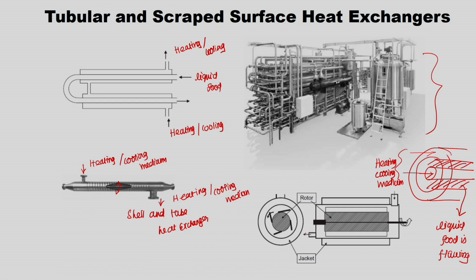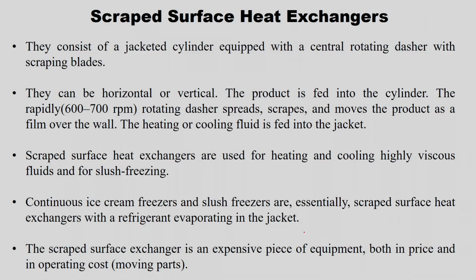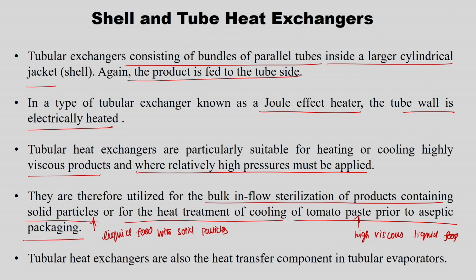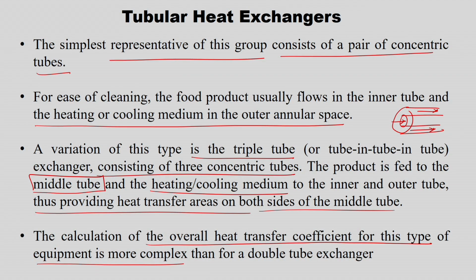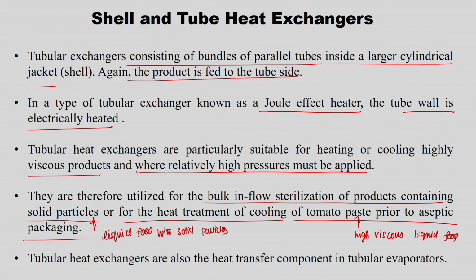This is a tubular exchanger which has two concentric tubes. So, this is scraped surface; we will see about the theory and come back. So, this is clear, like shell and tube as well as tubular exchanger. These are the basic types. In the tube, your liquid food material is going, and on the shell side your heating or cooling medium is flowing.